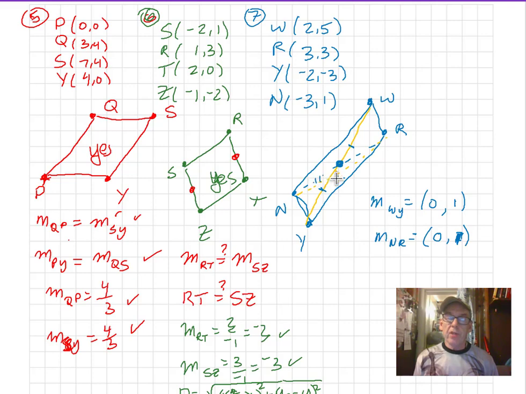The midpoint bisects the diagonals, so we can say that these diagonals bisect each other. Since each diagonal goes through the midpoint of the other one, diagonals bisect, which makes this a parallelogram. Okay, let's go back to the page.